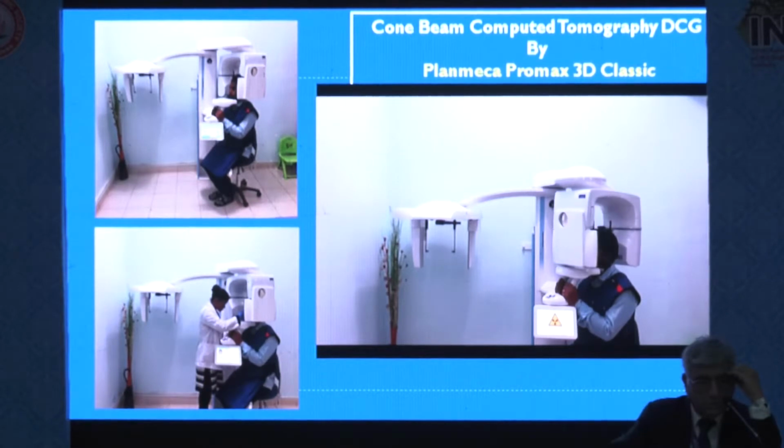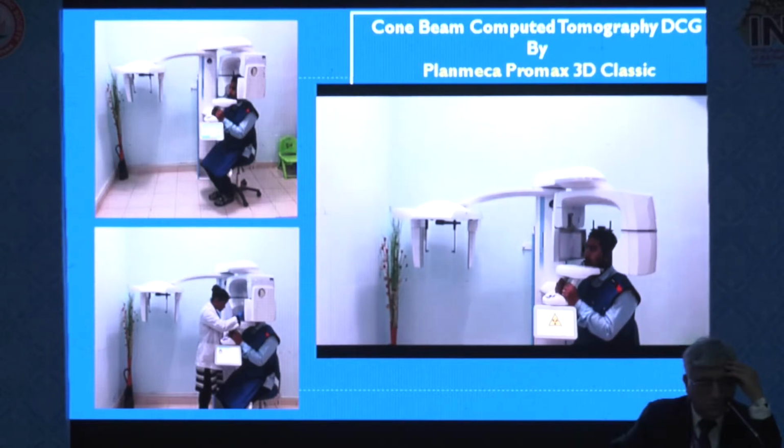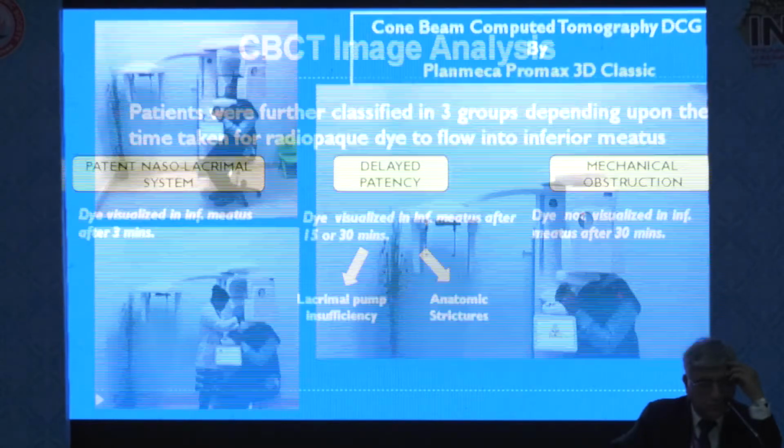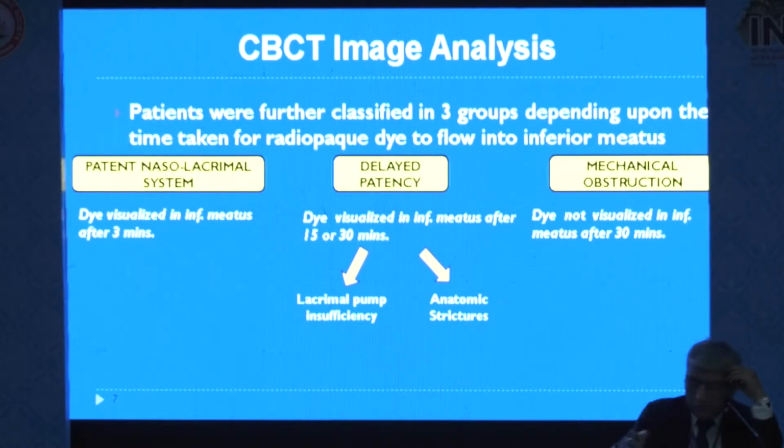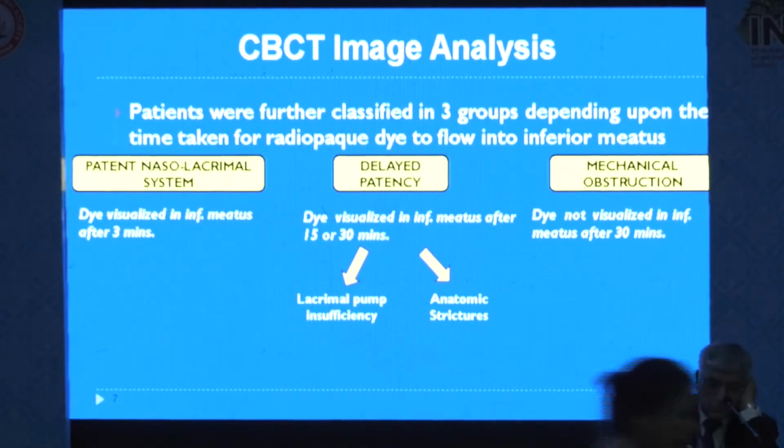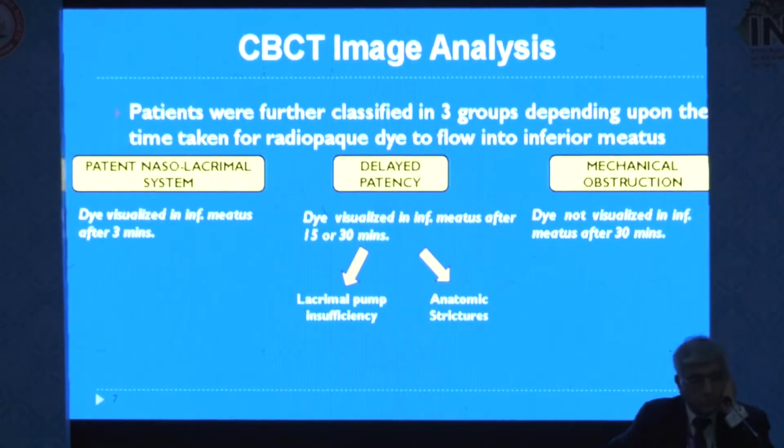The patients remain seated comfortably and blink normally, the dye is instilled in the conjunctival cul-de-sac, and the machine takes 13 seconds to complete the scanning. The CBCT images were further classified into three groups. Number one, the patent group, where the dye was visualized in the inferior meatus after 3 minutes. The delayed patency group, where the dye was visualized after 15 or 30 minutes. And the mechanical obstruction group, where the dye was not visualized even after 30 minutes.